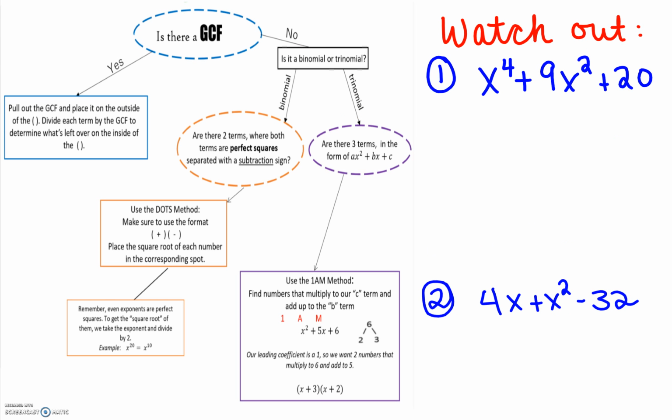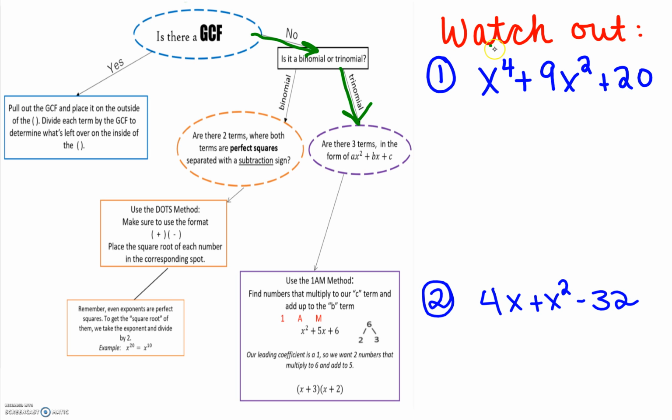I'm just going to go over two special cases that you might see either on a quiz, a test, or on a Regents. So we're given x to the fourth plus 9x squared plus 20. Again, is there a GCF between all the terms? The answer is no, and it is a trinomial. So this trinomial, the only difference is that we have it raised to the fourth power with a variable raised to the second power in the middle.